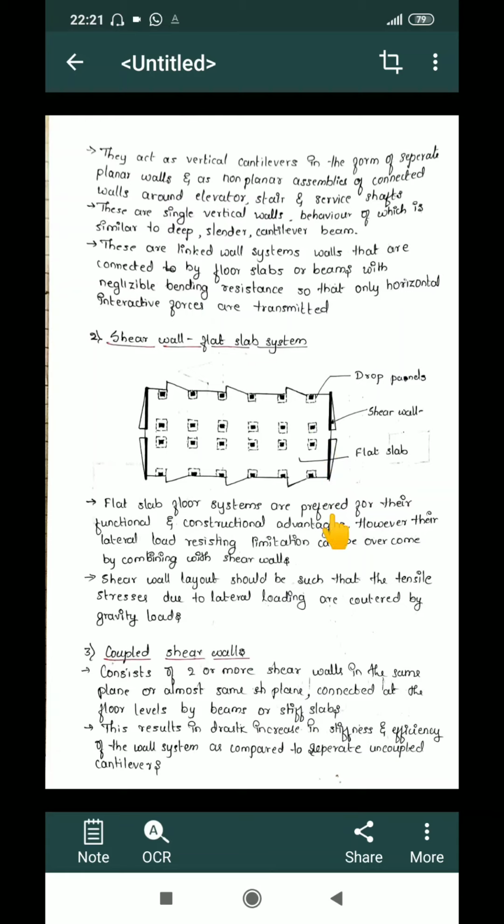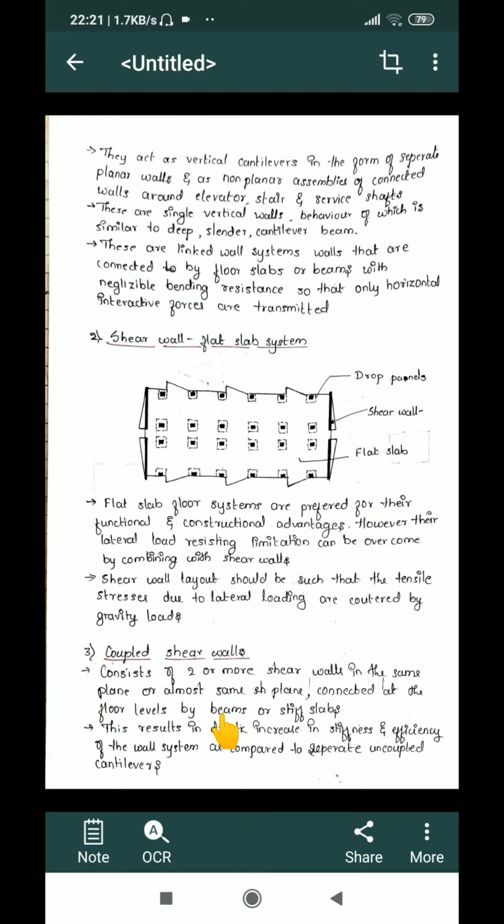An important aspect about this type of system is where a shear wall is to be provided, so that the tensile stresses which are induced in a shear wall because of lateral loading are counteracted by the gravity loads which are carried by a flat slab. So based on the load direction as well as the building geometry, we provide a shear wall at the appropriate positions.